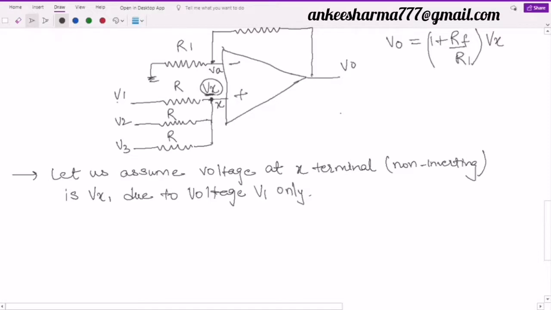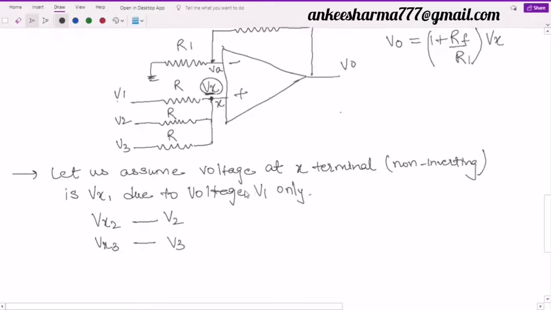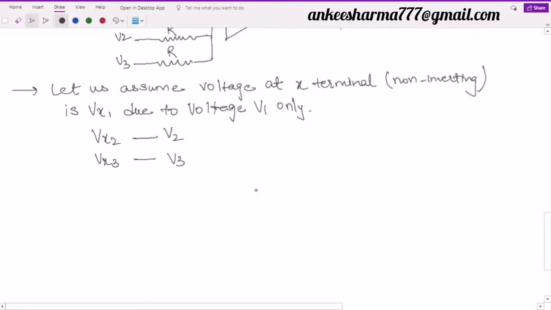Similarly, when we take voltage V2, the voltage at the X terminal will be Vx2, and Vx3 will be for the voltage V3. So these are the three cases. I will discuss one case and the rest of the cases will be the same, because I have assumed all the three resistances to be the same. So let's find the value Vx1. If you have any doubt or anything that you don't understand, just let me know over there. I will repeat that point.